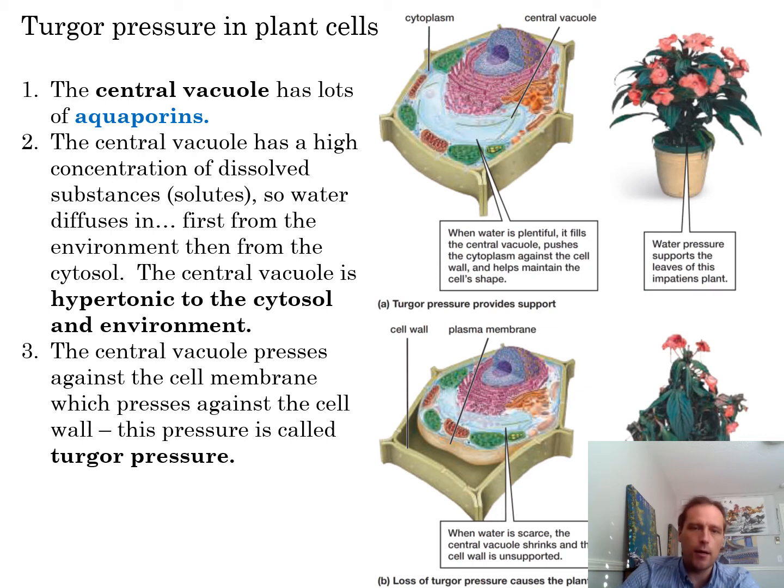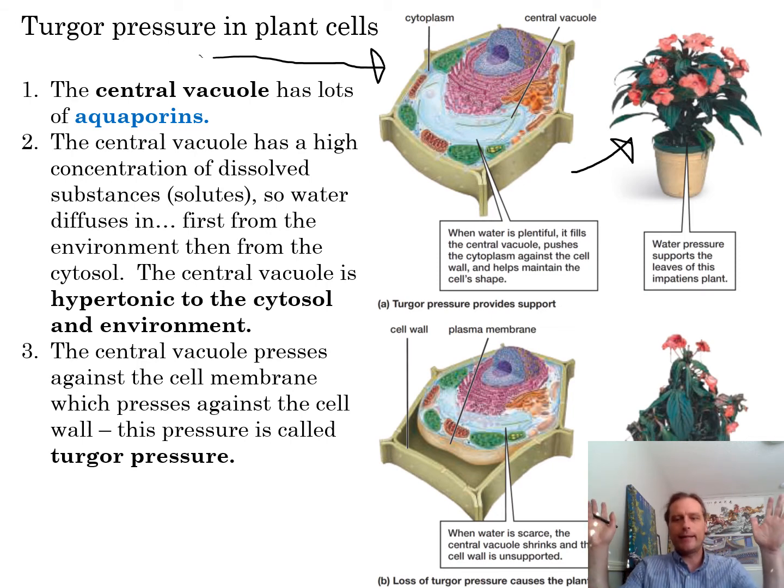Turgor pressure in plant cells. So on the top, let me just reference these pictures here. On the top, this is a plant that's happy and it's got a lot of water flowing into it. And then the picture on the right is what a plant would look like if all of its cells are getting enough water. It's springy and it's just saying, ha, ha, ha, hello, I'm turgid.